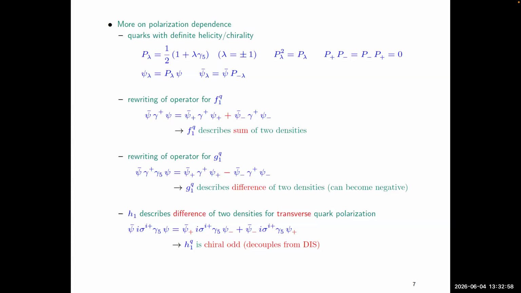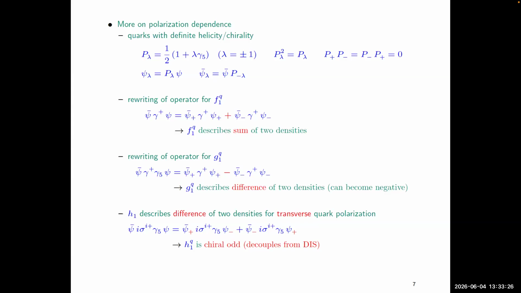If we do the same thing now for psi bar gamma plus gamma 5 in the helicity case, we get the same terms here, but with a minus. So what we call the helicity PDF is actually not just a single density, but a difference of two densities. And because of that, it can become negative. And in fact, depending on the quark flavor, we know that it is negative.